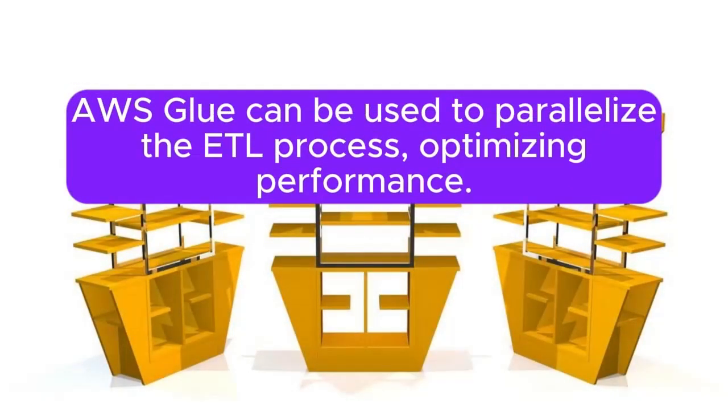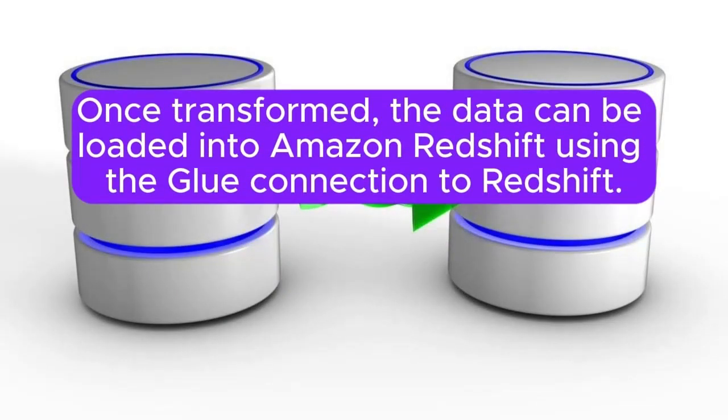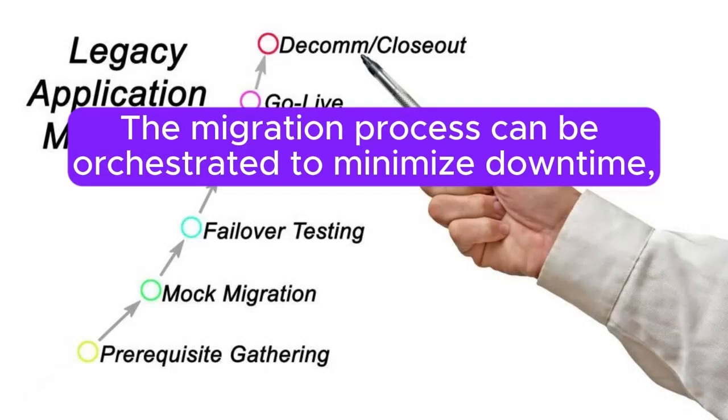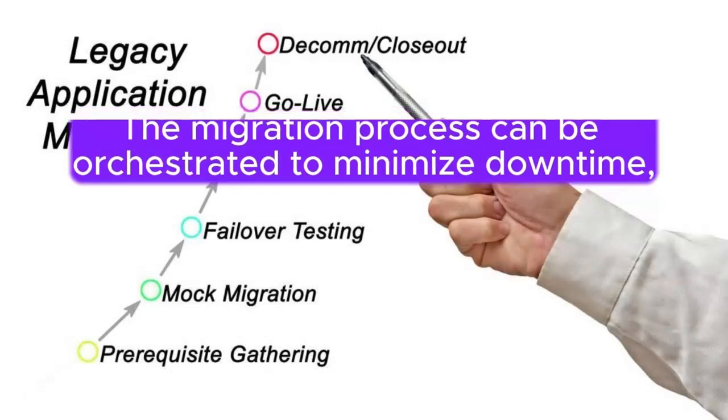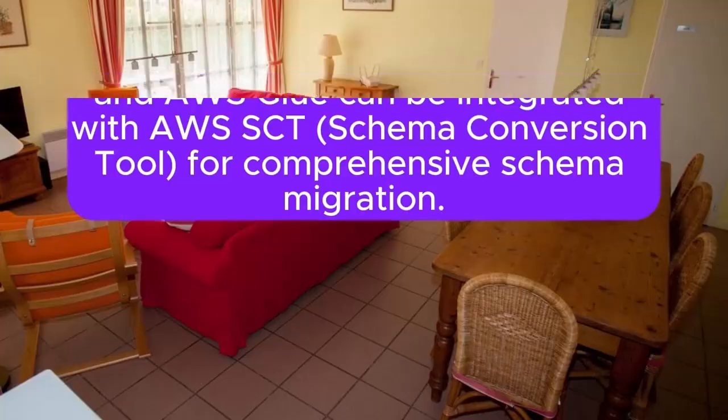AWS Glue can be used to parallelize the ETL process, optimizing performance. Once transformed, the data can be loaded into Amazon Redshift using the Glue connection to Redshift. The migration process can be orchestrated to minimize downtime, and AWS Glue can be integrated with the AWS SCT (Schema Conversion Tool) for comprehensive schema migration.